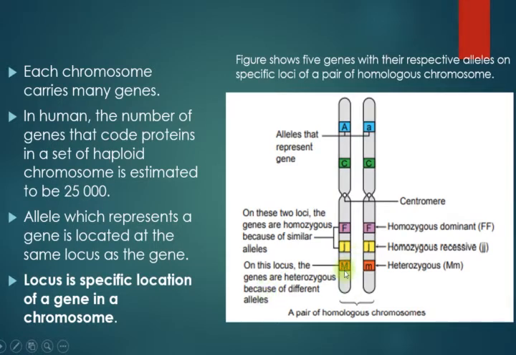For the allele here represented by the big M and small m, they are heterozygous. Why heterozygous? Because it consists of two different alleles. I hope you can understand the terms that refer to the genes, alleles, and also the locus.